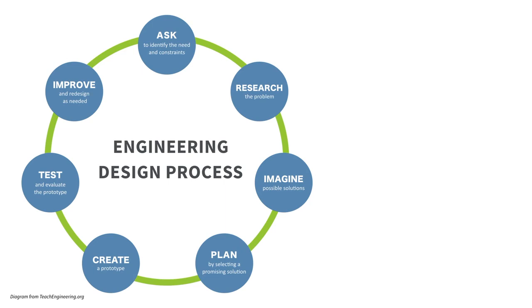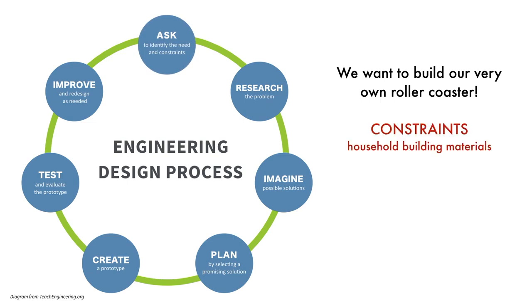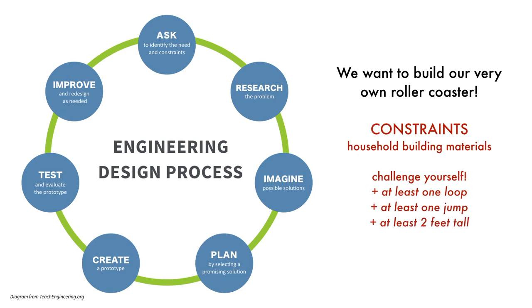The first step is to ask what the problem is and to identify any constraints or limitations that we have on us as we're solving this problem. Today, our problem is that we'd like to design and build our very own roller coaster. Our constraints are that we only can use the materials that we have in our homes to build these roller coasters. If you'd like to challenge yourself even more, you can add some additional constraints, such as adding at least one loop to your roller coaster, at least one jump, or constraining the size that your roller coaster must be.